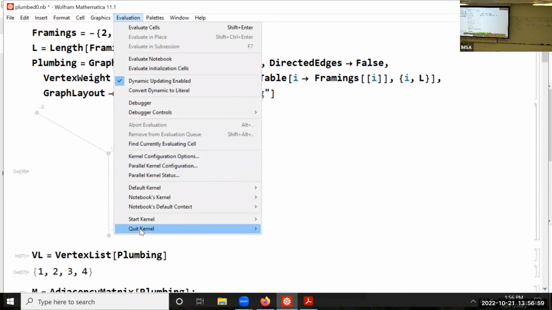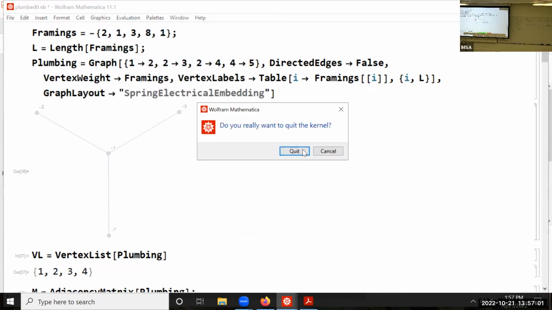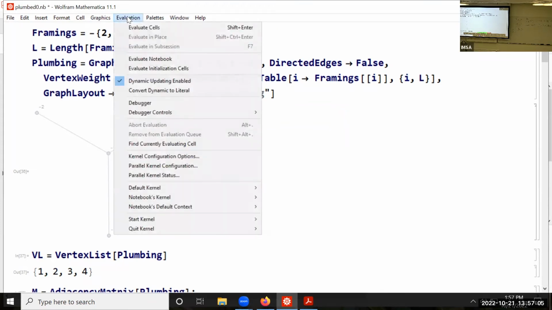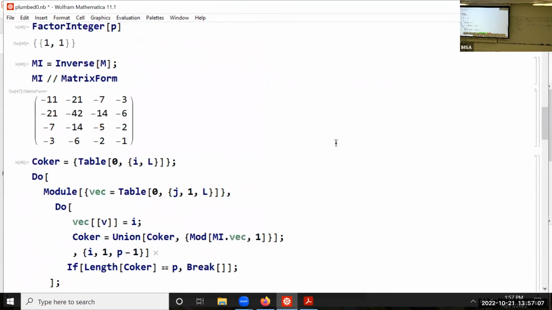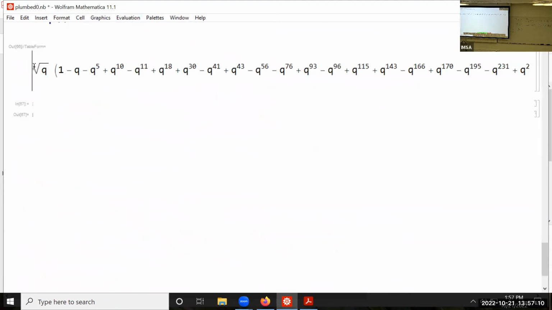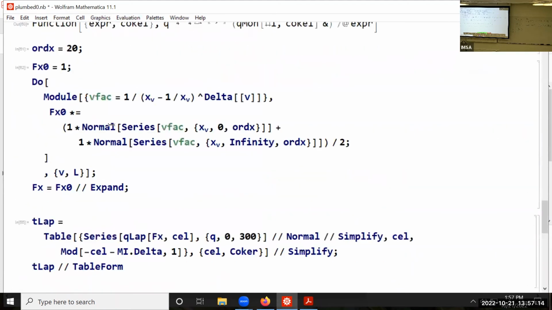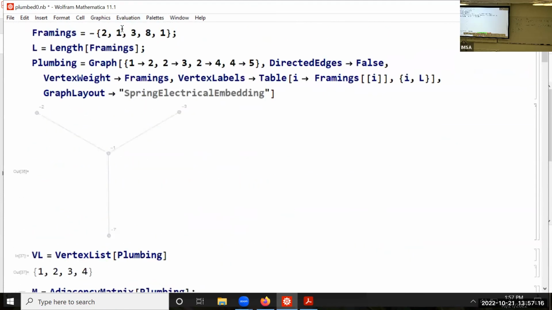We'll ask Mathematica to forget everything that happened before and do this evaluation again from the start. And by the way, before we do that, let's just save the previous answer so that we can have it at our fingertips if we need it. So let's do this calculation again and see what comes out.